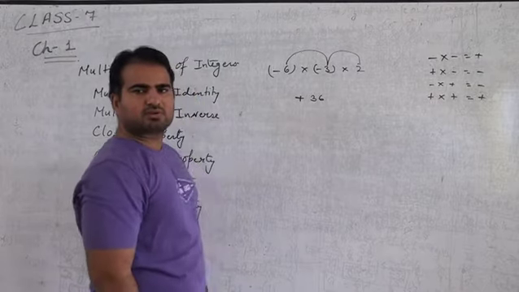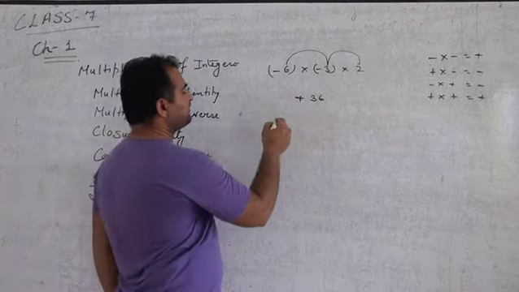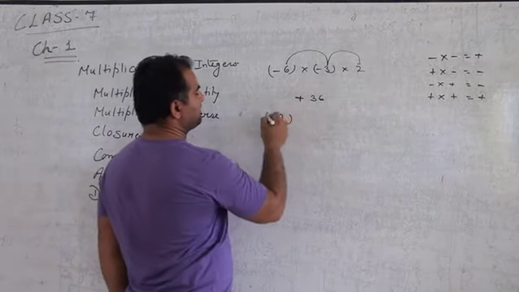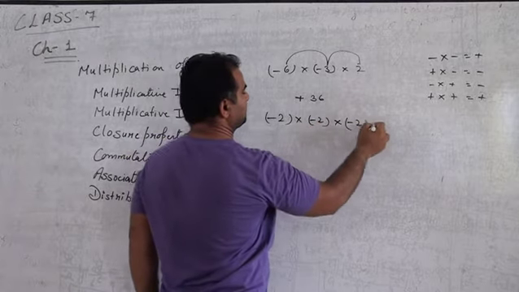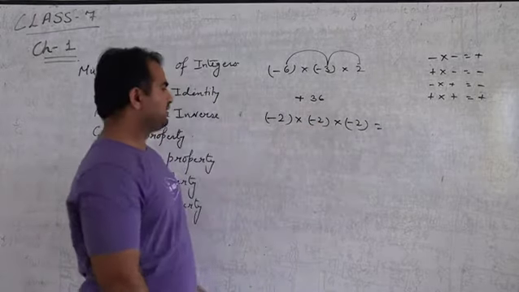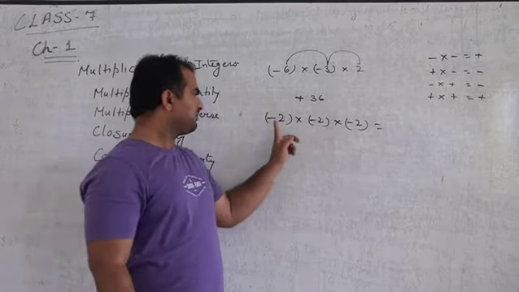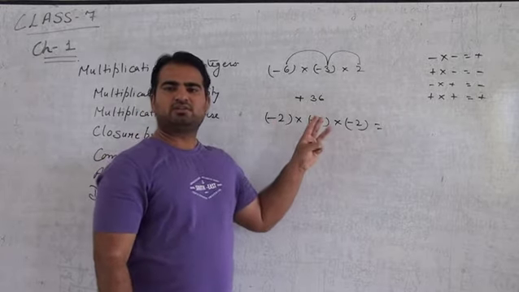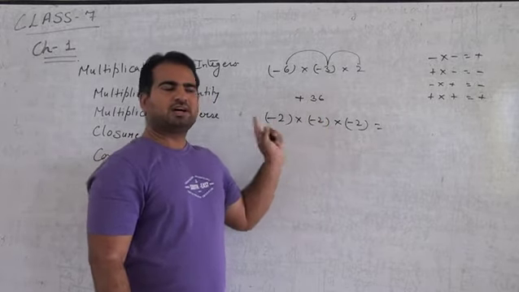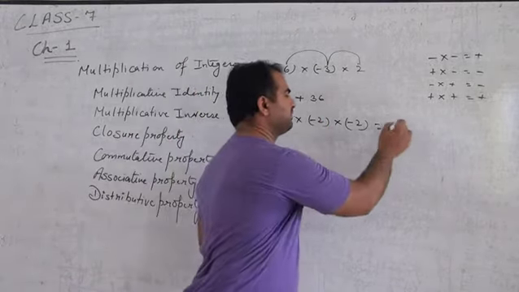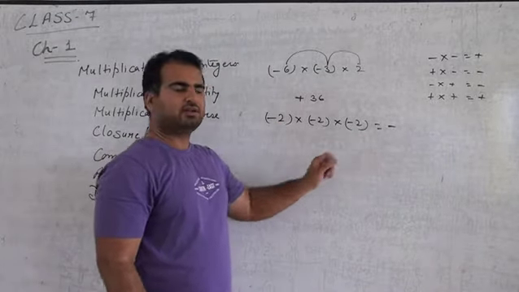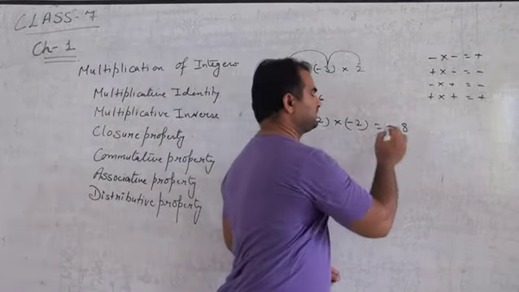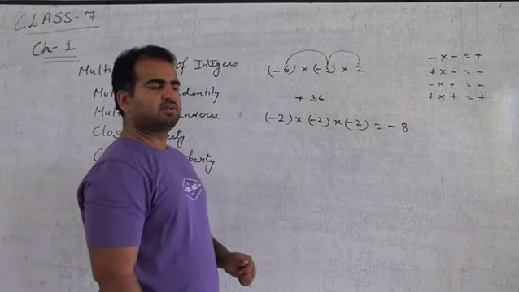What if the number of negative signs is odd? Minus, minus, minus. There are 3, and 3 is odd. The answer will be negative. So what will be the answer? 2 times 2 is 4, and 4 times 2 is 8. The answer will be minus 8.